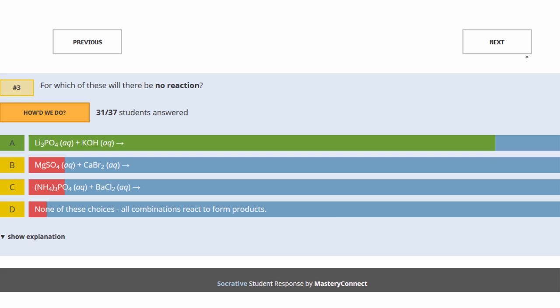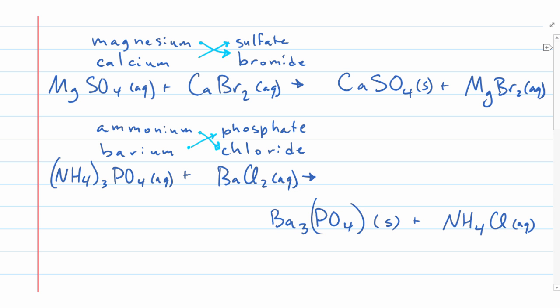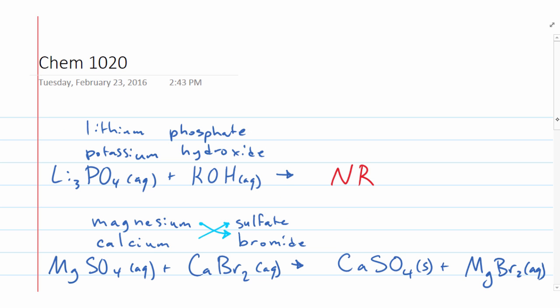So check out the next couple. I think the next one is waiting for you here, the magnesium sulfate and the calcium bromide. If you have that one ready, you can lock that in. 5, 4, 3, 2, 1. Correct answer is choice B. The precipitate is the calcium sulfate. Now, in order to arrive at this one, here's how this particular one looks.